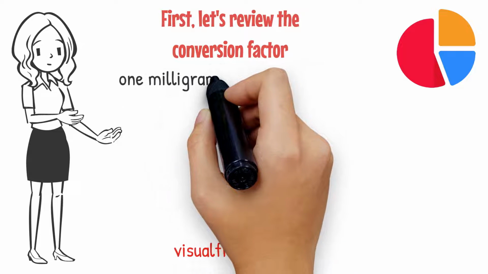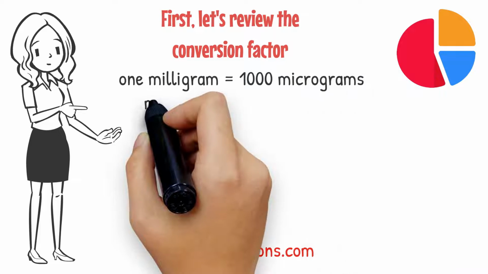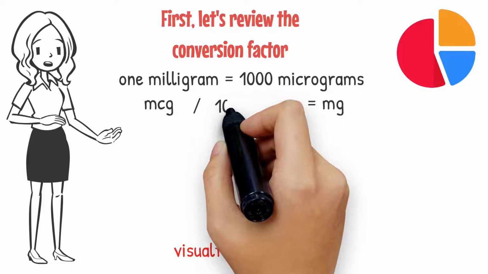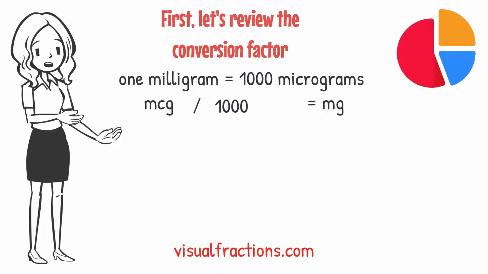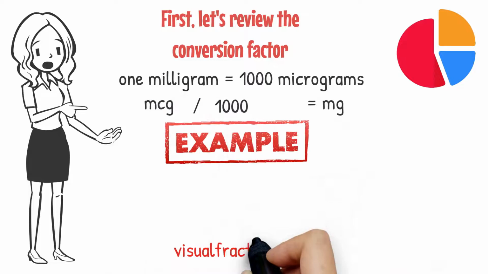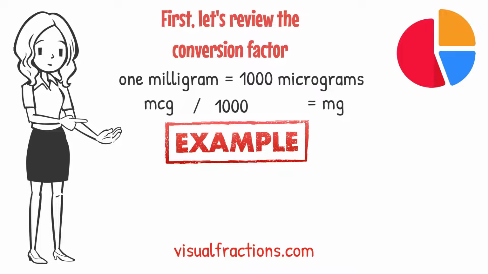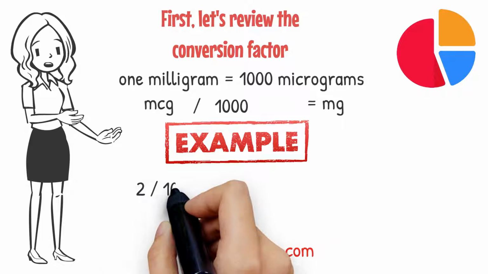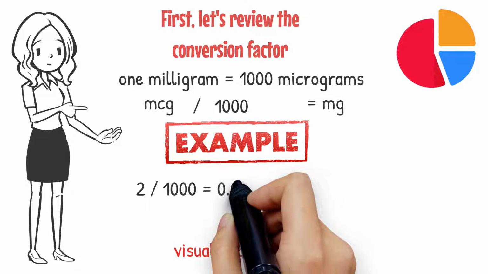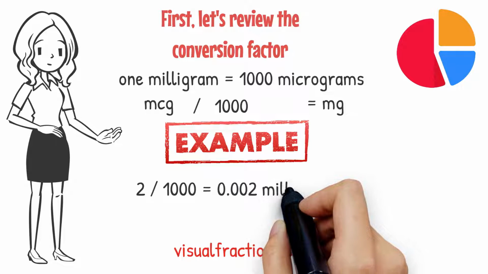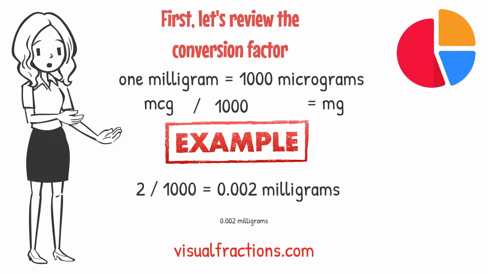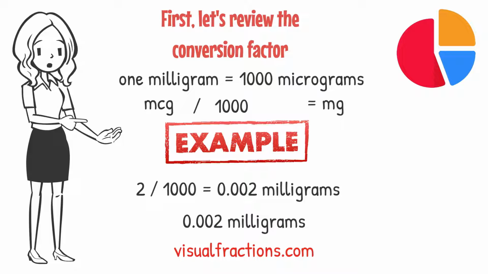1 milligram is equal to 1,000 micrograms. To convert micrograms to milligrams, all you need to do is divide the number of micrograms by 1,000. Let's walk through an example. Say you have 2 micrograms of a medication that you need to convert to milligrams. We start by dividing 2 by 1,000. This gives us approximately 0.002 milligrams, and that's it, we're done. 2 micrograms is equal to approximately 0.002 milligrams.